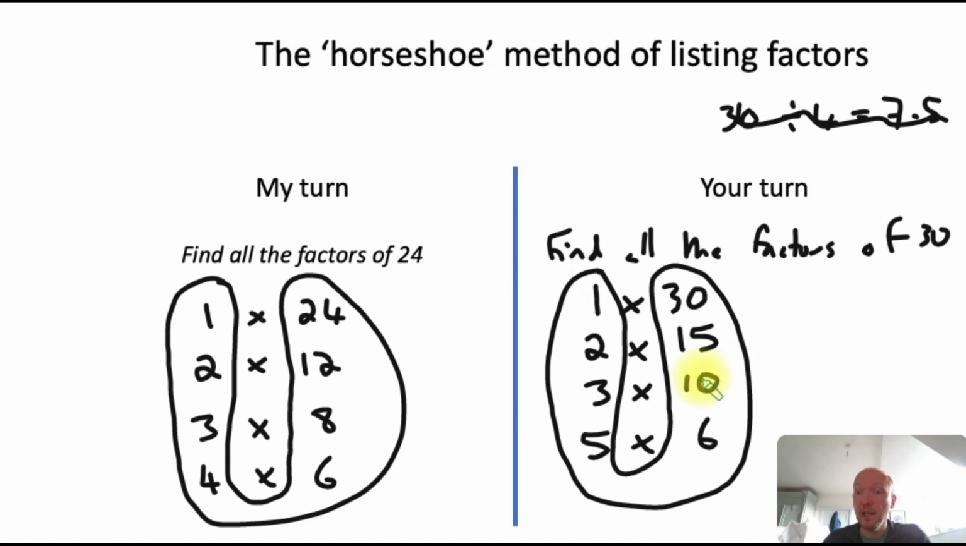And there we go. So the factors of 30 are 1, 2, 3, 5, 6, 10, 15, and 30. Now, I would strongly recommend that you have a practice at a few more of those. If you go on to Hegarty, you'll find exercises on factors. Corbett Maths is another good place if you want to look for some exercises on finding factors. But that method, the horseshoe method, I strongly recommend.